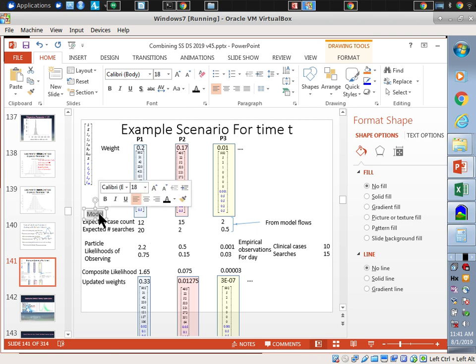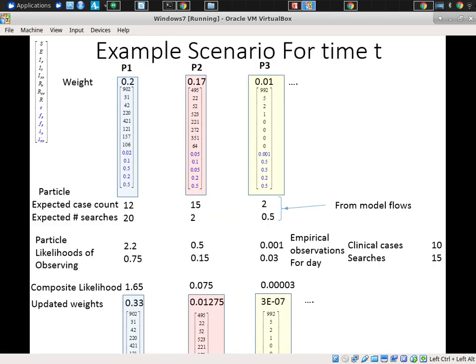Particle expected case counts based on the model, right? So based on the model equations, these values and any fixed parameters, you can calculate these for each particle. It's a mechanical thing. You just plug these numbers into the formula and any other parameter values, and you get out 12, or you get out 20. Do you see that? Do you believe that?